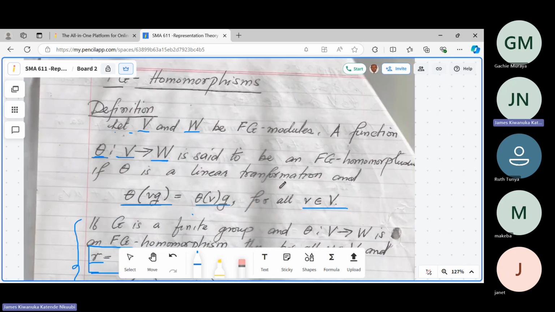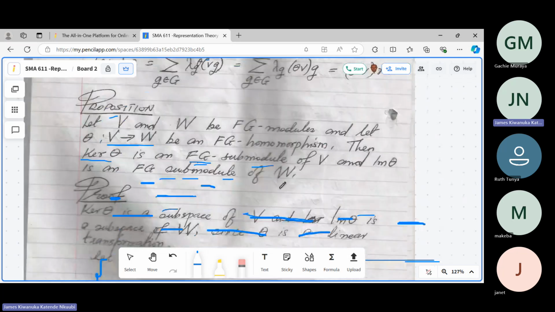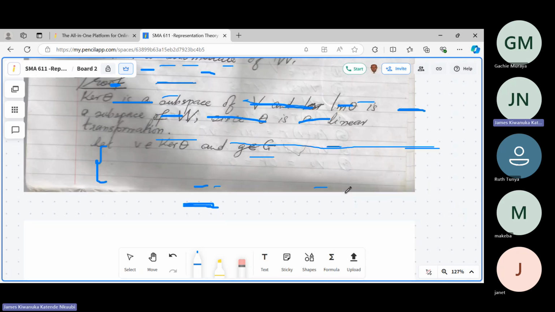So we're going to use that in this next theorem. This one says that if theta is an FG homomorphism, then the kernel must also be a submodule of V. The same should be true of the image. The image will be a submodule.